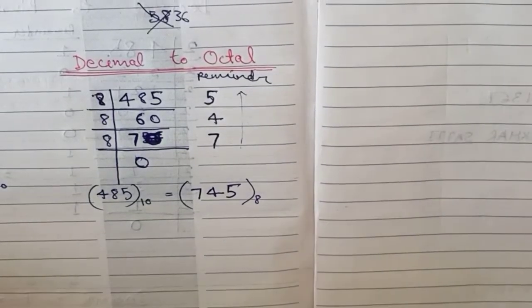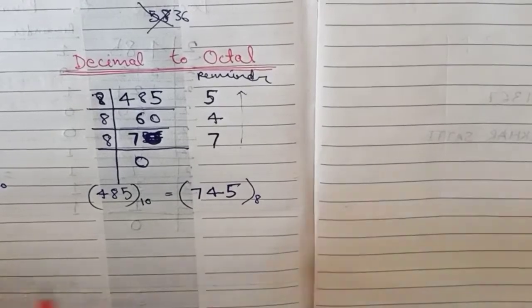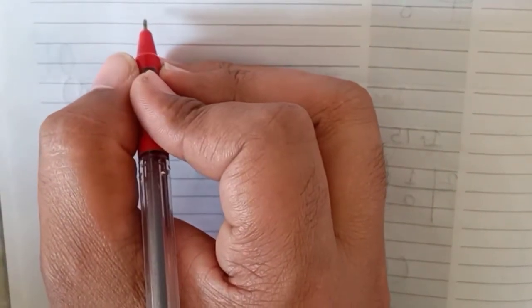Okay, so our next conversion will be hexadecimal to octal. Hexadecimal to octal we can easily do, so we will not go into that thing.